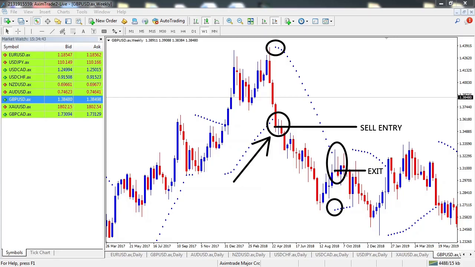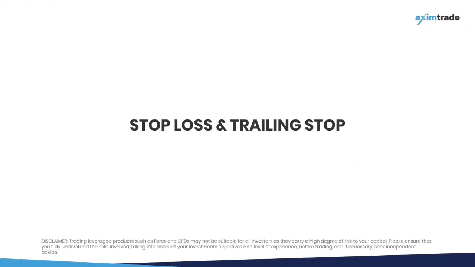The disadvantage of Parabolic SAR, which I should point out, is that it does not provide us with a predetermined take profit level. We will be waiting there for as long as we can and getting out when it flips. Due to this, traders are required to stay aware and focused when in a trade with this type of exit strategy. Stop loss and trailing stop.